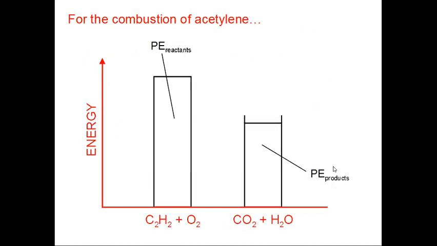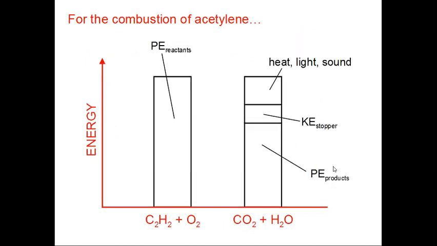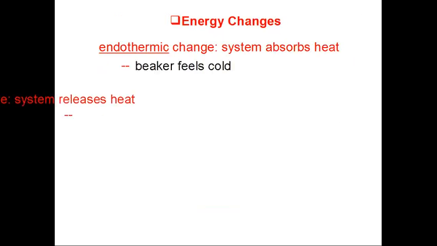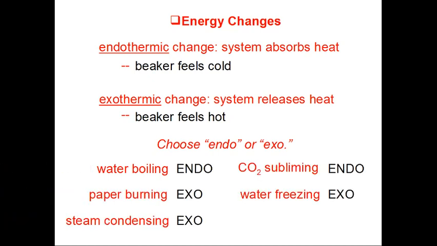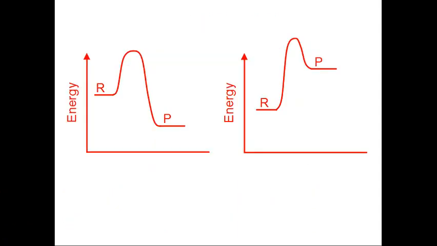So another example, combustion of acetylene. The heat, the light, the sound is that energy coming out. Endothermic versus exothermic. Endothermic is when energy goes in, so the beaker feels cold because it's taking energy away from your hand. Exothermic, the beaker feels hot because energy is coming out. It's going to give energy to your hand and make your hand feel warm. There are just some examples. We'll talk about some more of that in class.